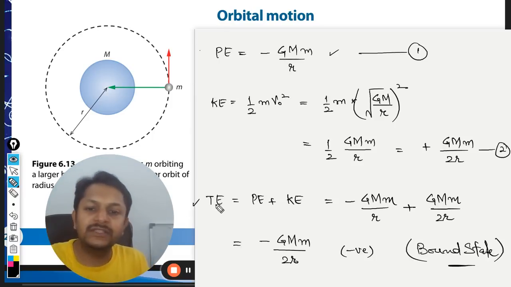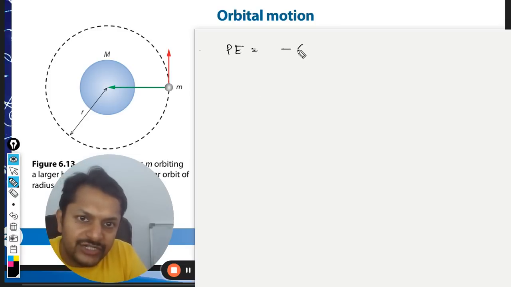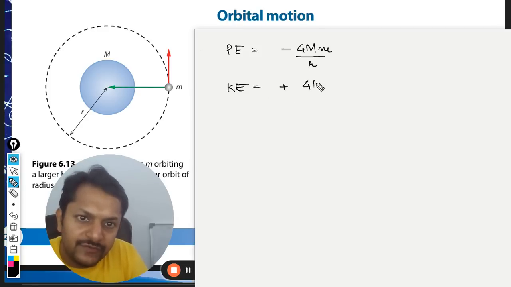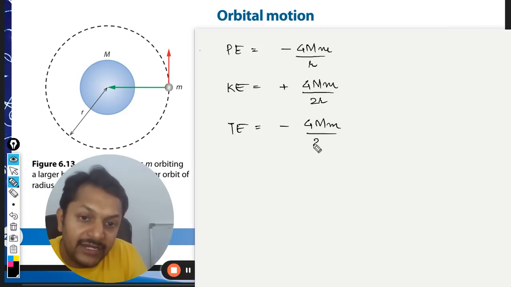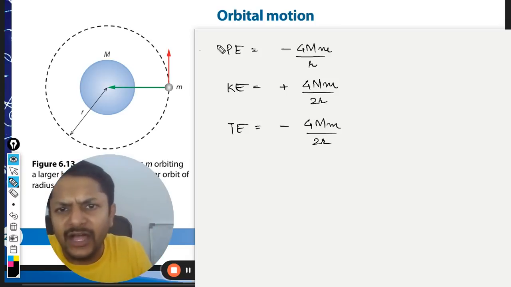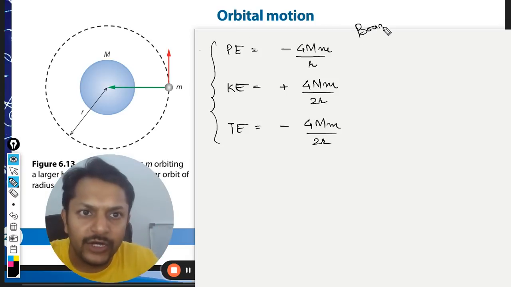So you have to remember these three formulas, people. Potential energy is negative GMm by r. Kinetic energy is positive GMm by 2r. It is half of the potential energy in magnitude. And total energy is again negative, but the magnitude of total energy is equal to the magnitude of kinetic energy. Quite ironic, but this bound state is very important for us.